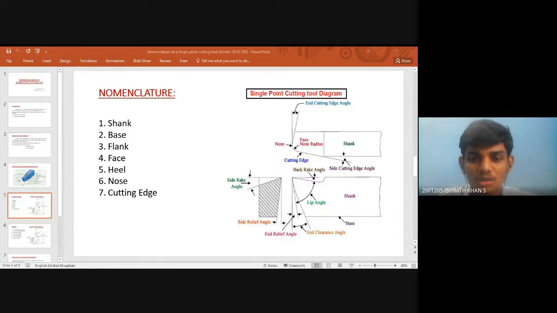The face is the top surface over which the chip passes after cutting. It is a horizontal surface adjacent to the cutting edges. Heel is the intersecting line of the face and base. The nose is the point where the side cutting edge and end cutting edge intersect. Cutting edge is the edge on the face which removes the material from the workpiece. The tool consists of a side cutting edge and an end cutting edge.